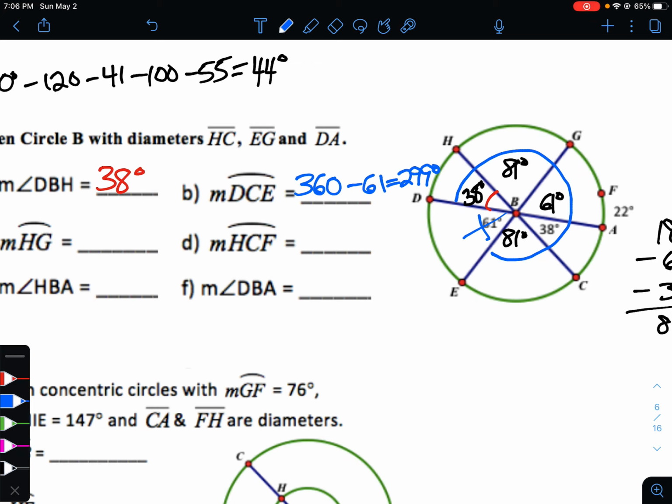Next, we're going to find the measure of HG, which is pretty easy. That's this arc right here, which is the 81 degrees right here. That's all we have to do for that arc.